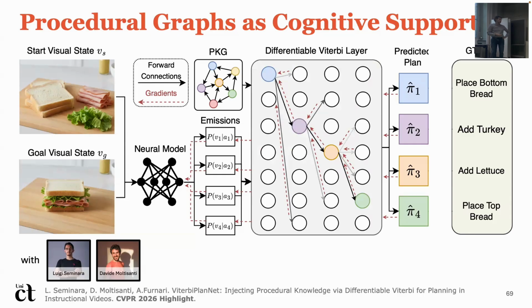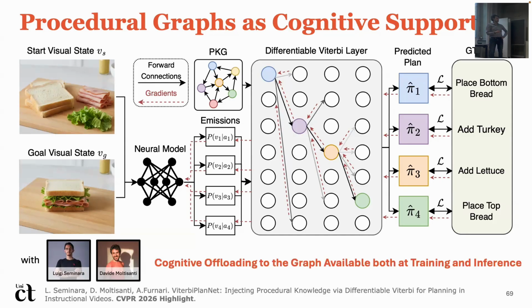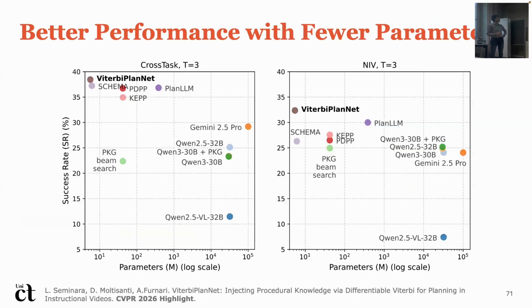So we take the Viterbi algorithm, we apply continuous relaxations, and then with this differentiable Viterbi layer, we predict a plan, and we apply the loss function to the plan. So there are no weights inside here. The only thing that is changing is that these loss functions are mediated by the differentiable Viterbi layer. So the model knows at training time that it doesn't have to memorize the procedural knowledge graph because it will be available anyway during inference. This is some form of cognitive offloading to the graph, which is available both at training and at inference.